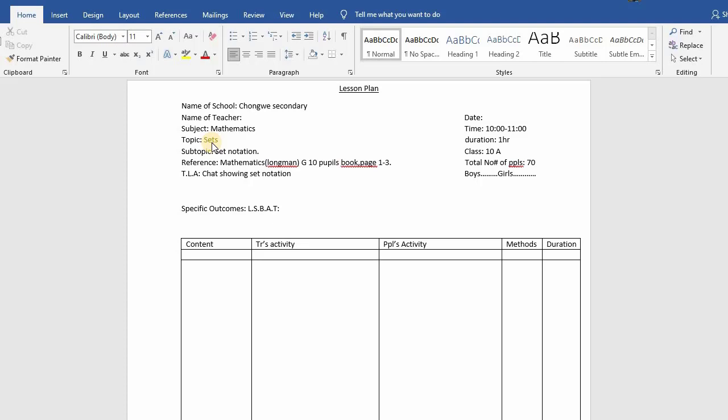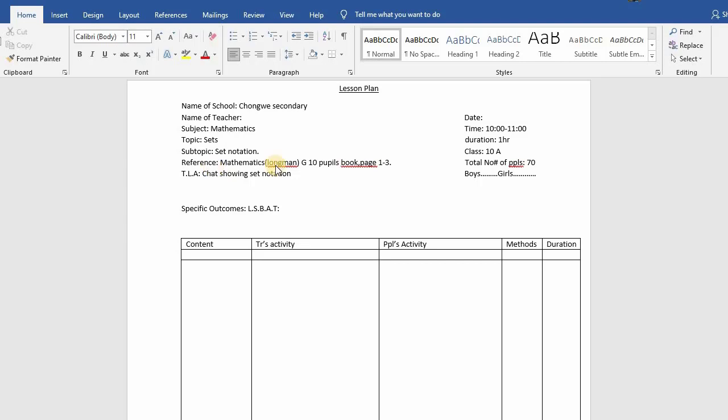Then after that you indicate the topic that you are going to teach in that particular week. Of course, this topic you should be able to derive it from the schemes of work. That is after you have made the schemes of work using the syllabus and the textbook that you use, and from the topic there you should be able to identify the lesson you're going to start with. And so in this case the lesson that I have chosen is set notation, that is under sets, and you should make sure that you indicate the reference or the sources where you got your information from.